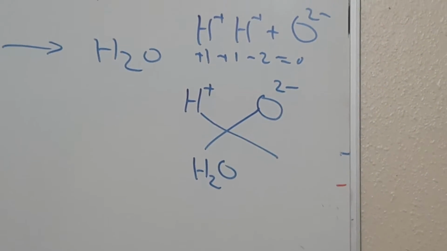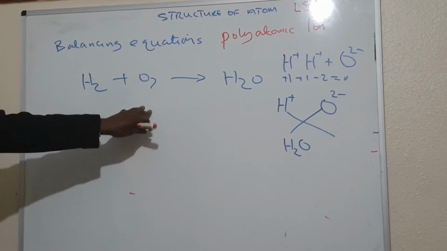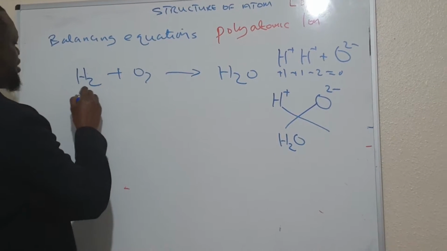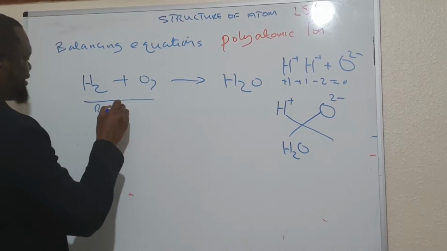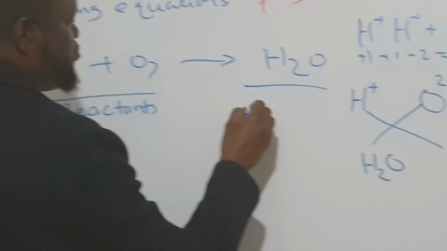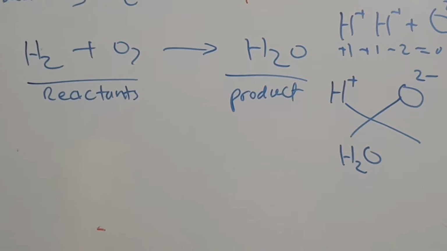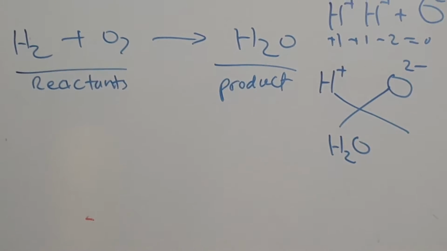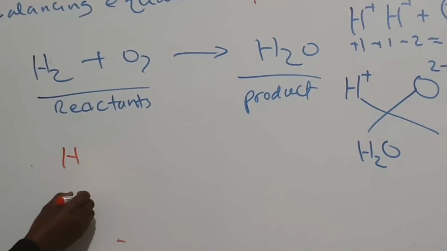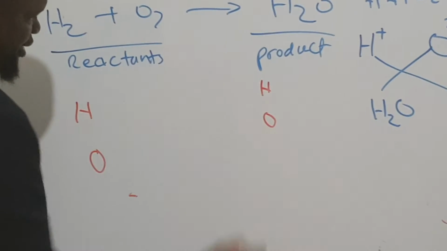Now, there are various ways of balancing this type of equation. It's simple. These are called the reactants, because they are the ones reacting. And this is called the product. So, they put the reactants hydrogen and oxygen here. Here, the product also is hydrogen and oxygen.